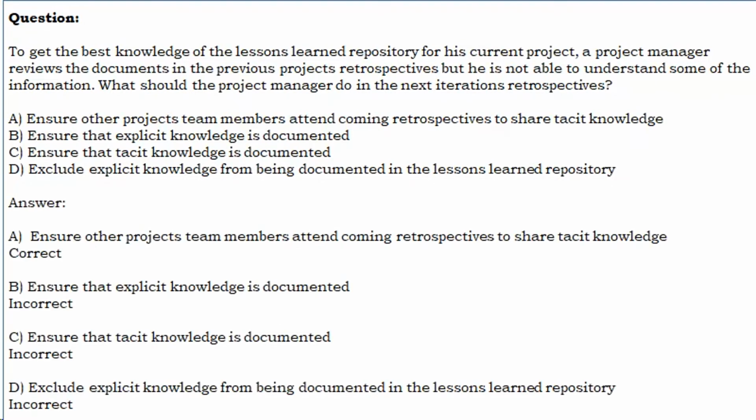A. Ensure other projects team members attend coming retrospectives to share tacit knowledge. Correct. B. Ensure that explicit knowledge is documented. Incorrect. C. Ensure that tacit knowledge is documented. Incorrect. D. Exclude explicit knowledge from being documented in the lessons learned repository. Incorrect.